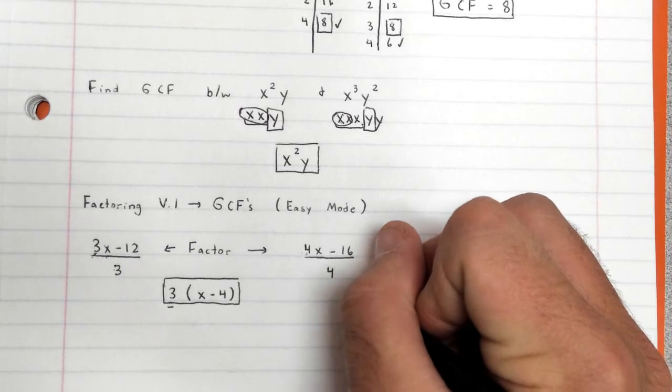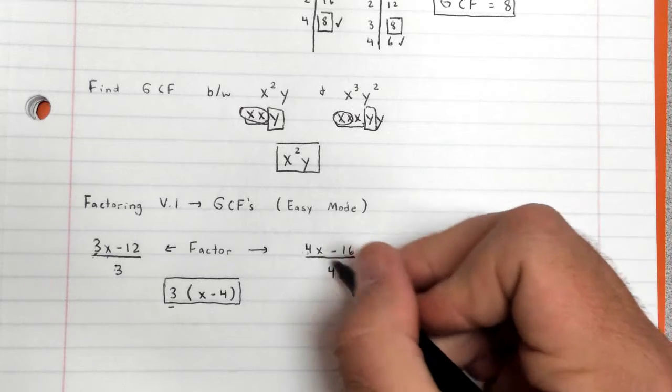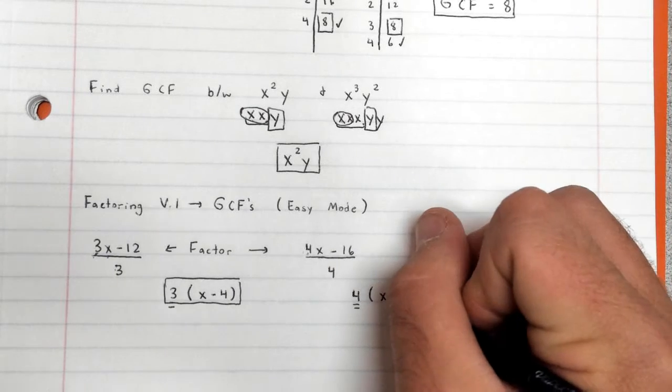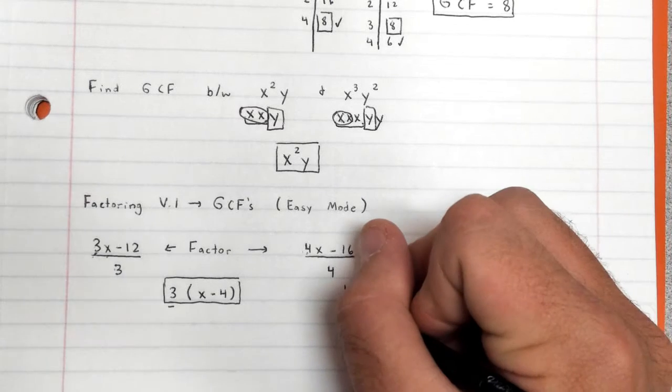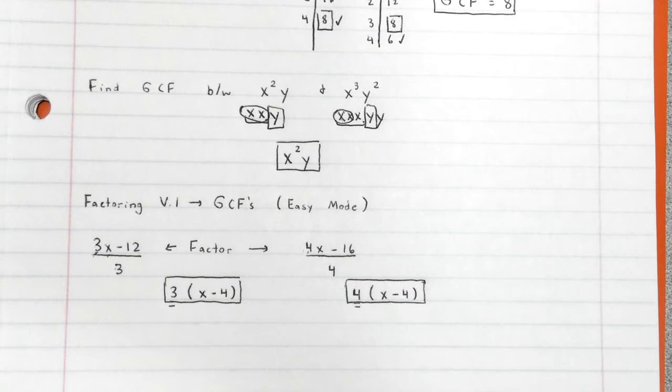The greatest factor. Yes, 2 would divide in there, but 4 is bigger, so I'm going to use a 4. Again, the GCF goes on the outside. 4x divided by 4 is x. Negative 16 divided by 4 will give me minus 4. That's all we got to do for these. Greatest common factors. Very, very easy.